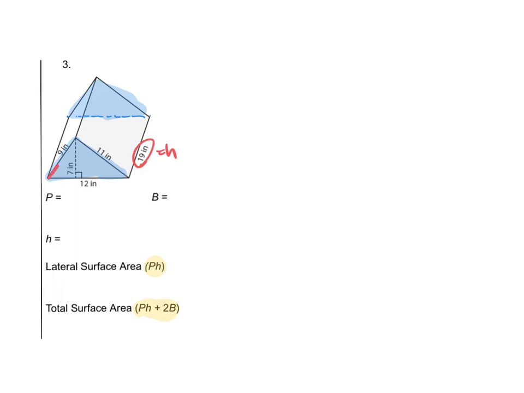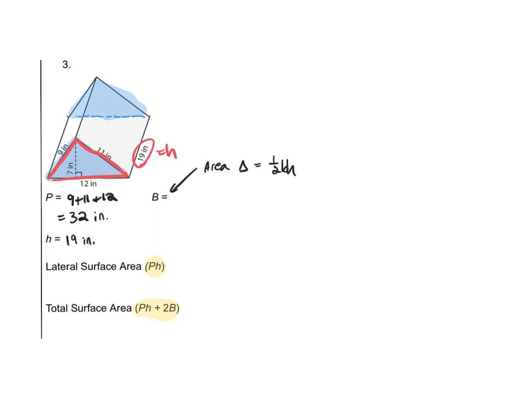First, we need to find the perimeter of the base. So to do that, we just add 9 plus 11 plus 12. That comes out to 32, and I should write that it's 32 inches. Our height we already found was 19 inches, and now we need to find the area of our base.